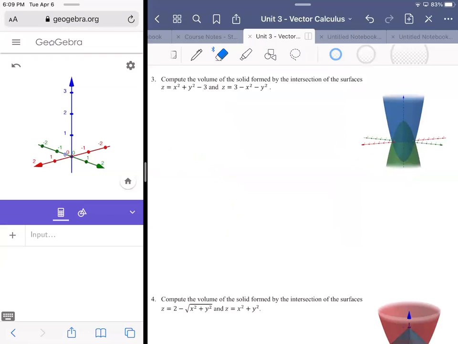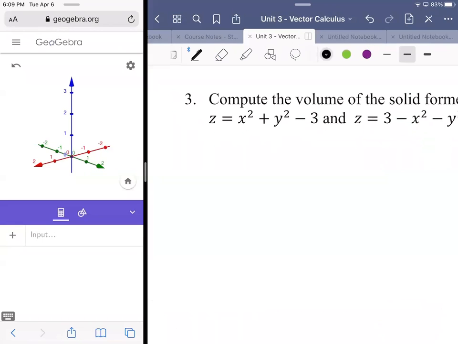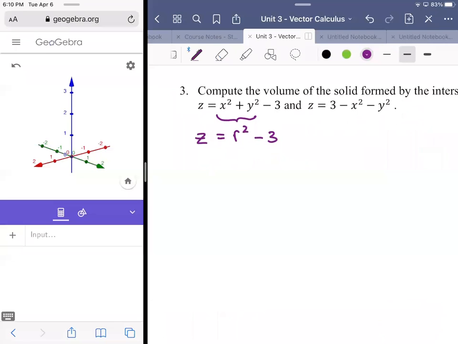Personally, whenever I see an x squared plus y squared, I'm going after polar immediately, because x squared plus y squared is equal to r squared. We know that relationship. So I can make that substitution right off the bat. Now for the other one, let's factor out the negative first, in which case we're going to get 3 minus r squared as the value of z.